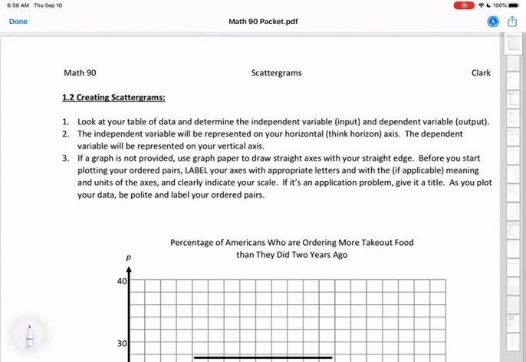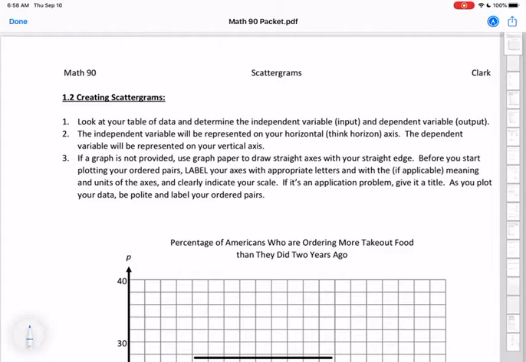Okay, so number 2, the independent variable will be represented on your horizontal. So you can think like the horizon, like the sunrise, sunset. So that's the one going across the bottom. So that's your X. And the dependent is that vertical axis. That's your Y. And finally, step number 3, it's just kind of a brief summary of all those math department graphing guidelines, which again, you can find those in the syllabus.